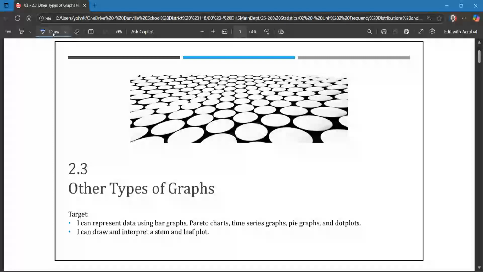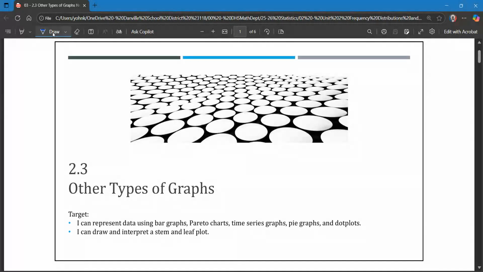Hey kids, welcome to section 2.3, other types of graphs. Today you're going to learn how to represent data using bar graphs, Pareto charts, time series graphs, pie graphs, dot plots, and also stem and leaf plots.